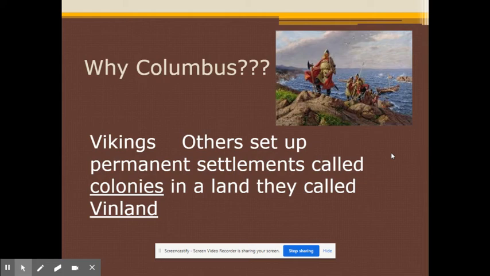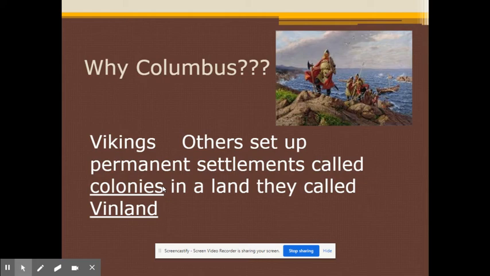And so these permanent settlements, Europeans came over not just simply to look around, take some stuff with them and go back home, but they came with the intention of living. And that we call colonies. And that's probably the big vocabulary word for chapter 2. Permanent settlements. They came here to live.